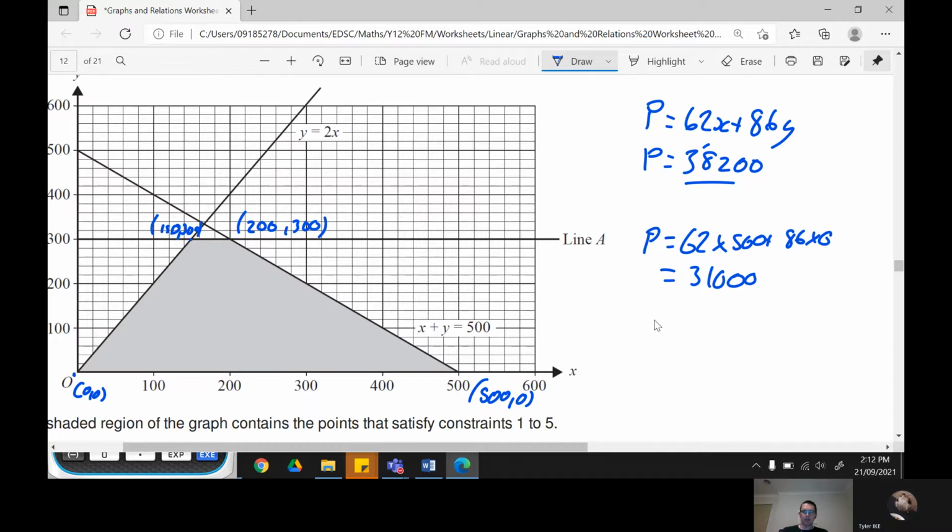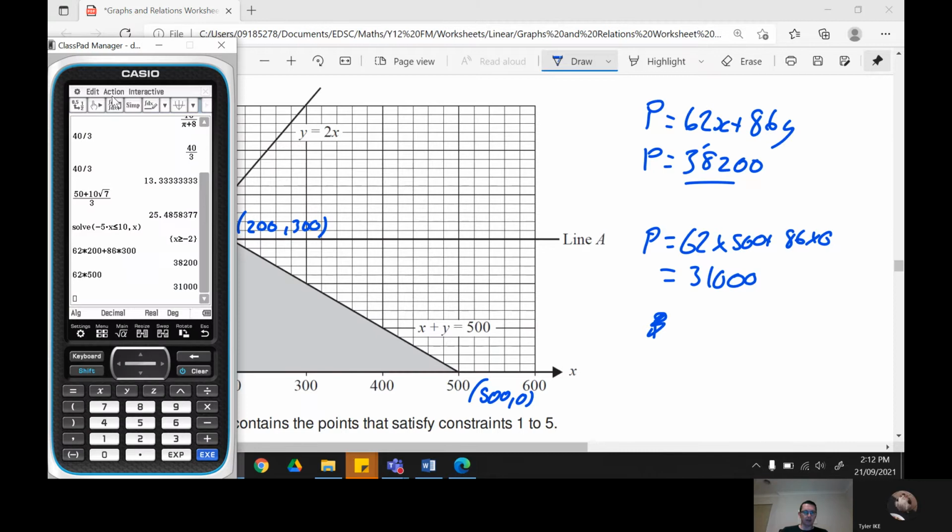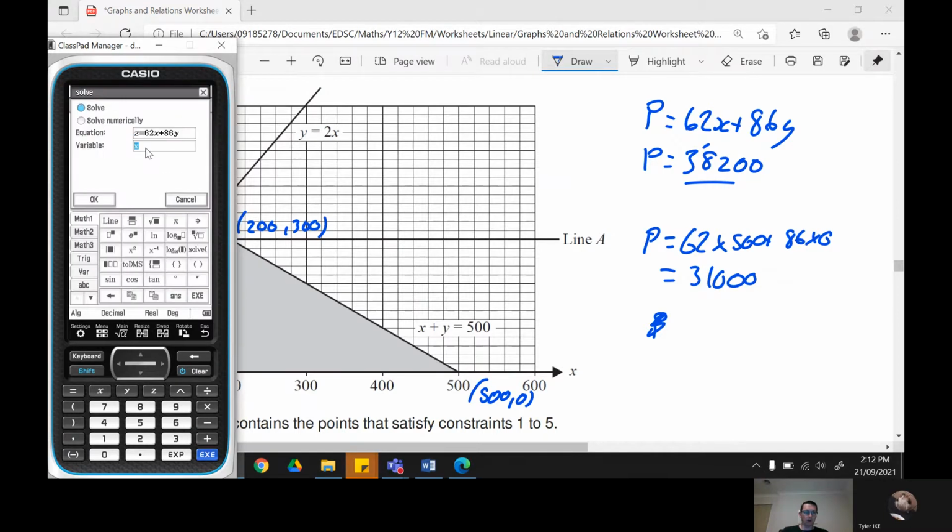Now, if we just rewrite our objective function in terms of y equals mx plus c, I'll just do it on the CAS. We can easily do that. I'll just use z. So z equals 62x plus 86y, or you can do it manually, but we're just going to rewrite it in terms of y.